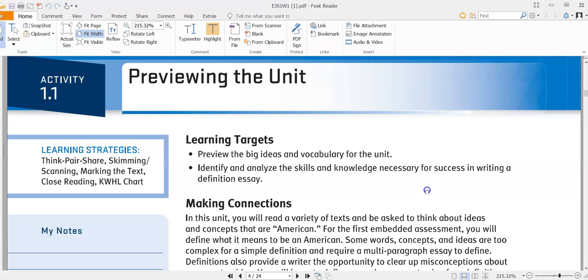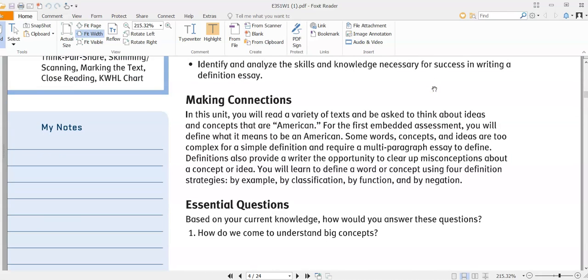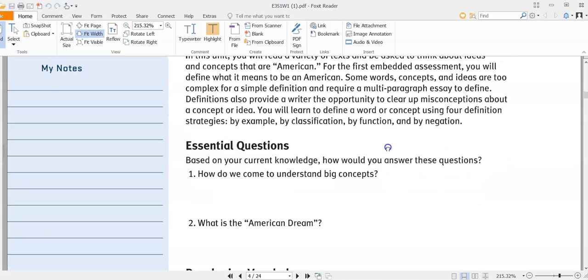So, to get started making connections, in this unit you will read a variety of texts and be asked to think about ideas and concepts that are American. For the first embedded assessment, you will define what it means to be an American. Some words, concepts, and ideas are too complex for a simple definition and require a multi-paragraph essay to define. Definitions also provide a writer the opportunity to clear up misconceptions about a concept or idea. You will learn to define a word or concept using four definition strategies: by example, by classification, by function, and by negation.